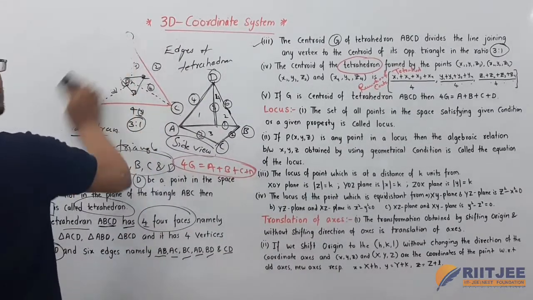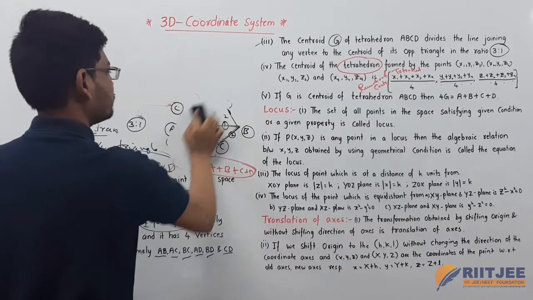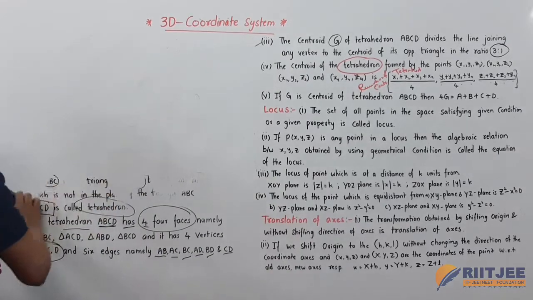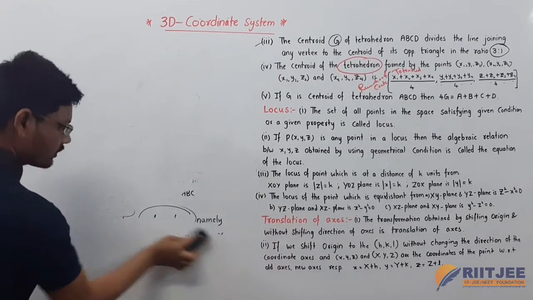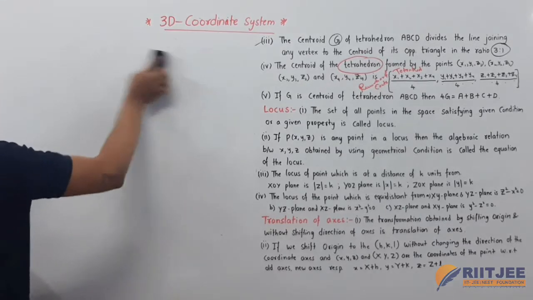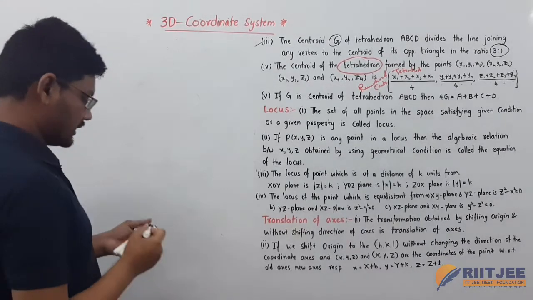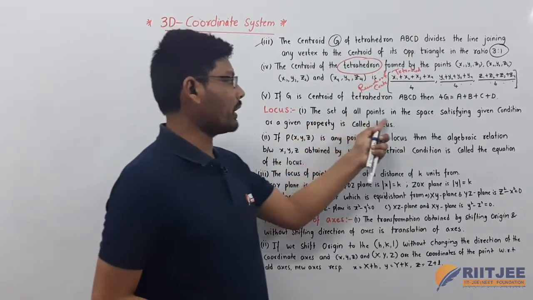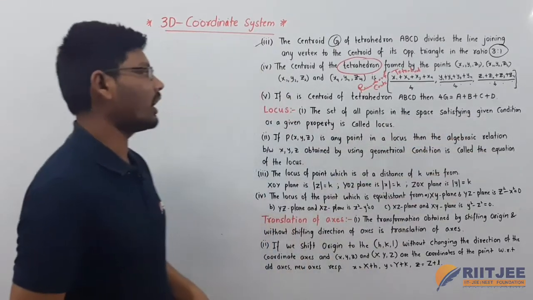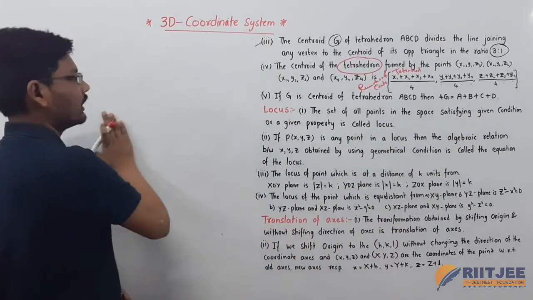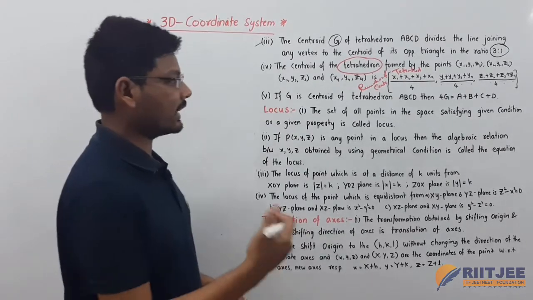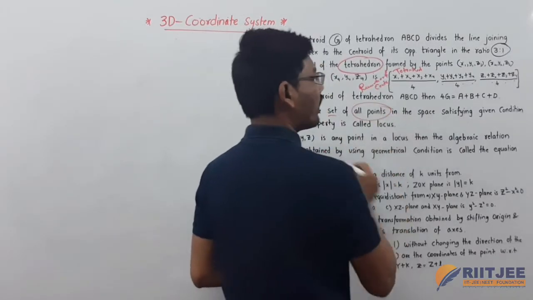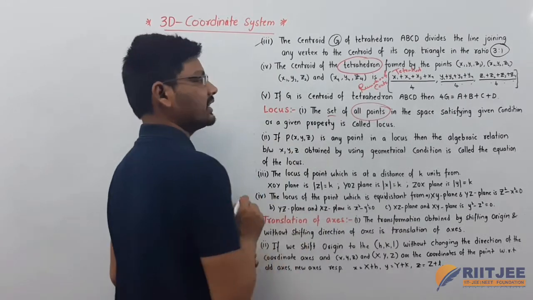Now, the next point is locus. Locus is nothing but the set of all points in a space satisfying a given condition or a given property. For example, if any equation is satisfying the condition, then we can call it a locus. The set of all points in a space satisfying the given condition is nothing but locus.